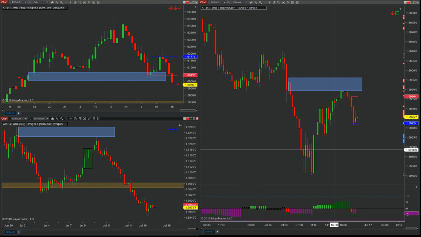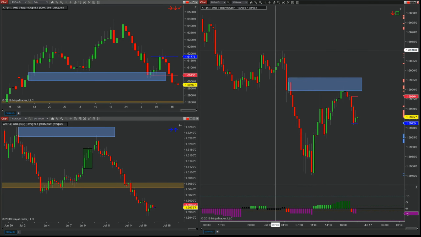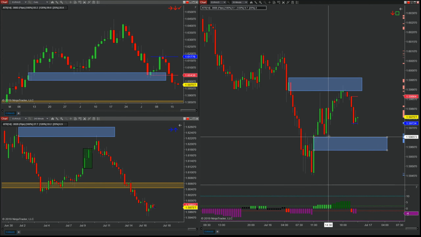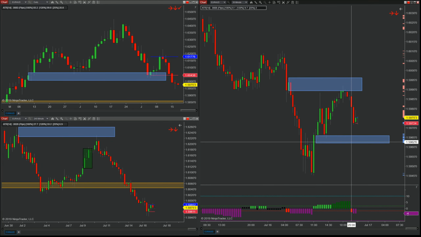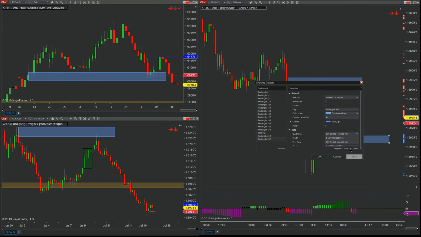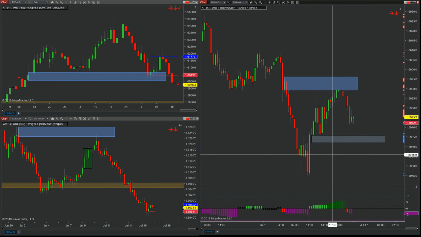Now, whether it decides to go all the way back, I don't know. There are definitely some buyers in this area, right here. This is a single wick against a wall, and it's kind of been tested and shown us that there are buyers there. So this is kind of a warning area.